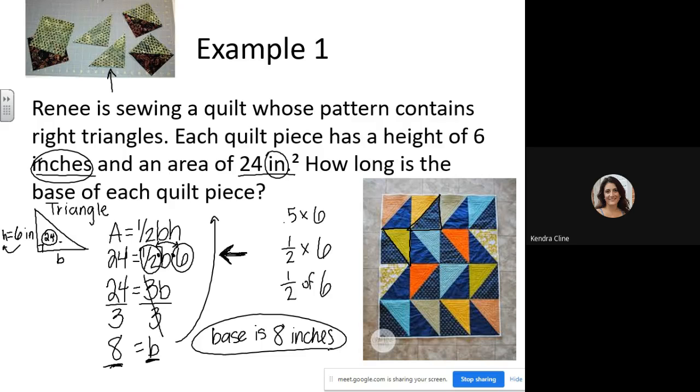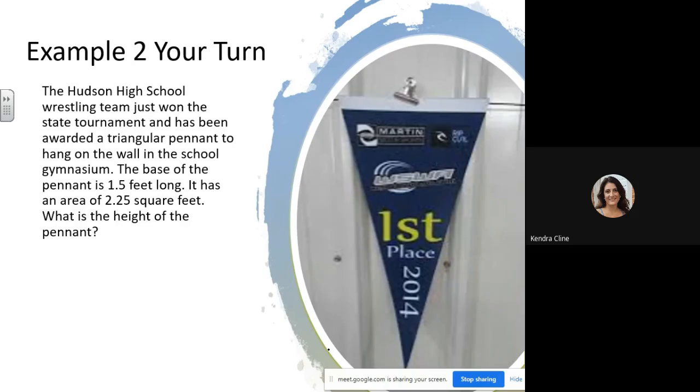So again, if you need to pause this to finish writing or rewind it to review a piece of what I'm teaching, you may do so. We're going to go on to example 2. Go ahead and write example 2 here.